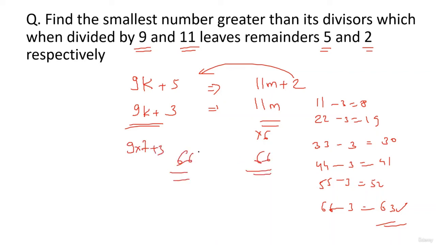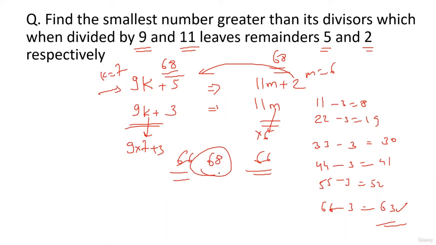Analyzing the values of k and m which we just found, k has come out as 7 and m has come out as 6. So we resubstitute them in the equation here. Put k is equal to 7 or put m is equal to 6, you get the smallest number. 9 times 7 is 63 plus 5, 68. 11 times 6 is 66 plus 2, 68. So the smallest number required in the answer is 68.